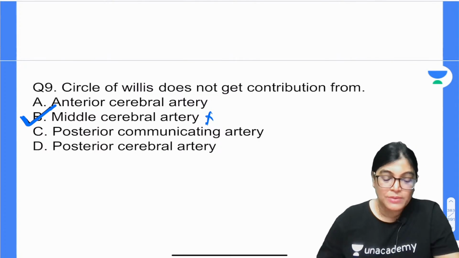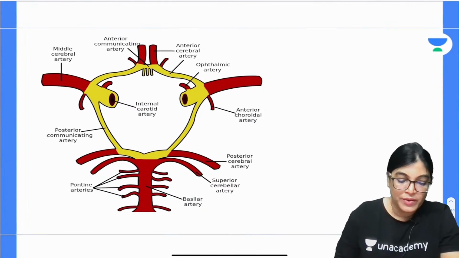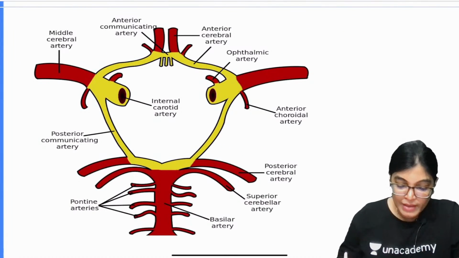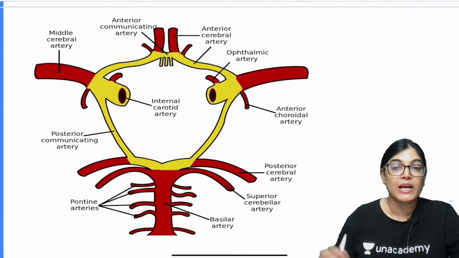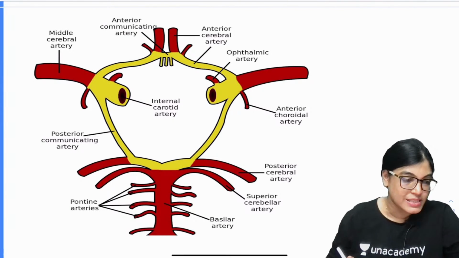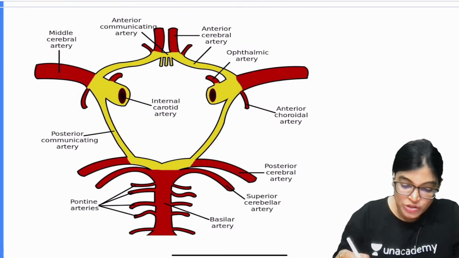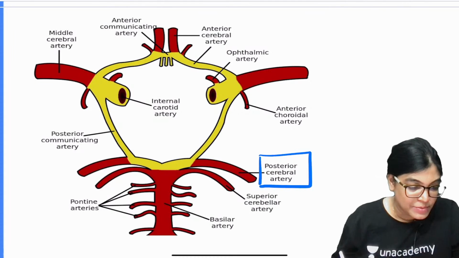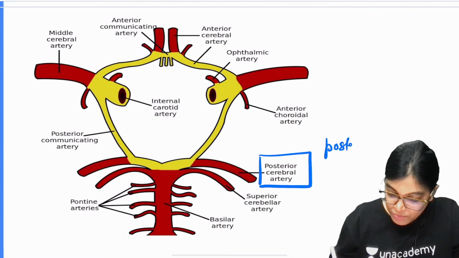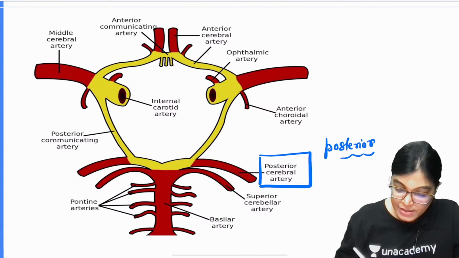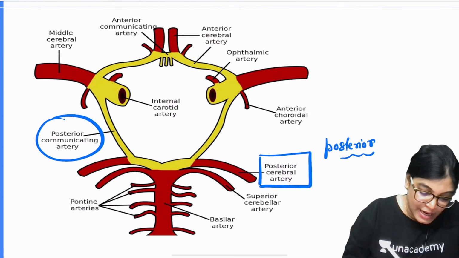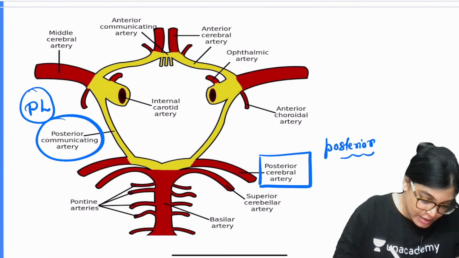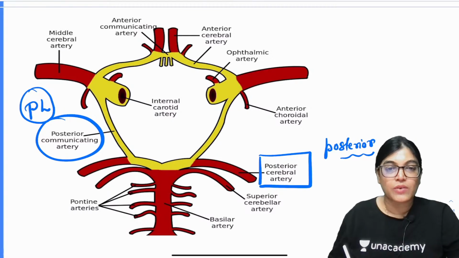Okay, so the middle cerebral artery is not contributing. Now let me show you a very nice diagram where you can appreciate this. Let me slightly highlight this diagram. This is how the circle of Willis is formed. The yellow pentagonal shaped structure which you are seeing is the circle of Willis. What you can see here is that the posterior cerebral artery is the posterior boundary of the circle of Willis. The posterior communicating artery is the posterolateral boundary.